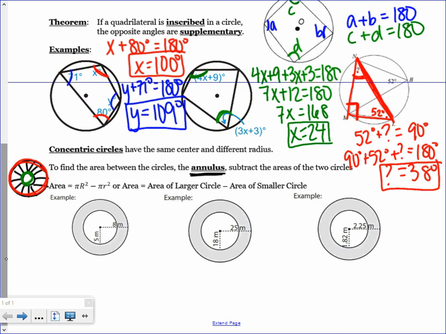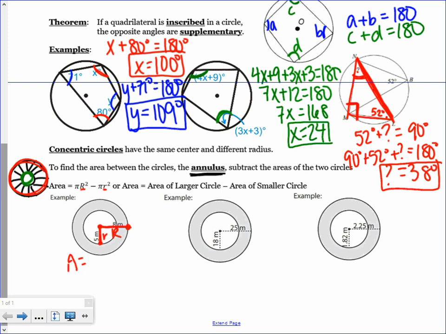So big R represents the big radius of the big circle. Little r represents the little radius of the smaller circle. So if you look, your big radius always goes from the center to the edge of the circle. From the center out to the edge. So this is our big R. And then our little r goes from the center to the little circle. Our little r.